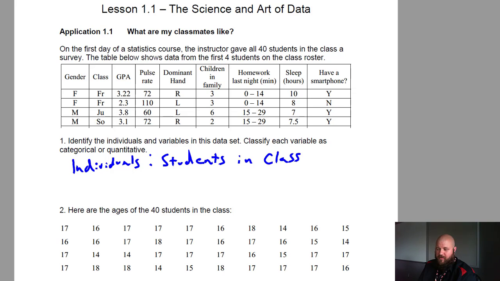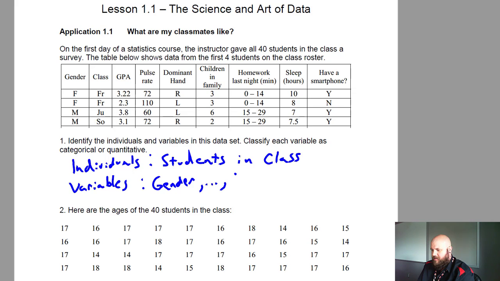And for your variables, your variables are going to be everything that we listed for each one of these students, right? Your variables are the gender, and I'm not going to write all these out. Gender, then you got gender, class, GPA, pulse rate, all that good stuff. So I'm just going to put in here like sleep to show that we're going down the list here. And then we got smartphone.